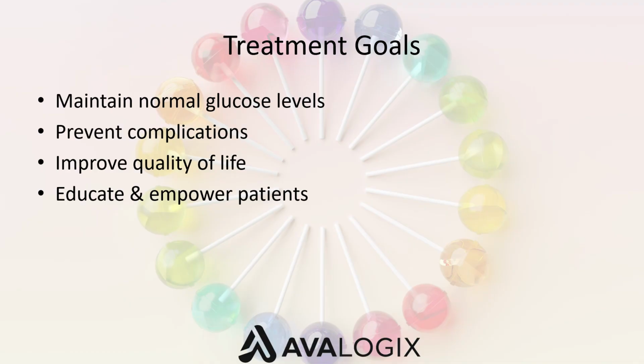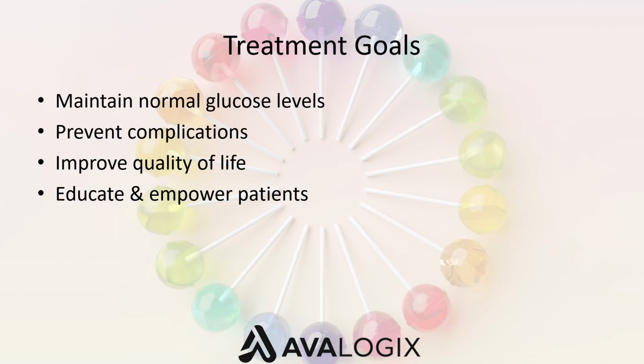Now that we understand what diabetes is and its complications, let's focus on what we aim to achieve with treatment. Treatment goals guide every decision in managing diabetes. The primary goal is to maintain blood glucose levels as close to normal as possible to prevent both acute and chronic complications. We want to keep fasting blood sugar generally between 80 to 130 milligrams per deciliter and post-meal glucose below 180 milligrams per deciliter.